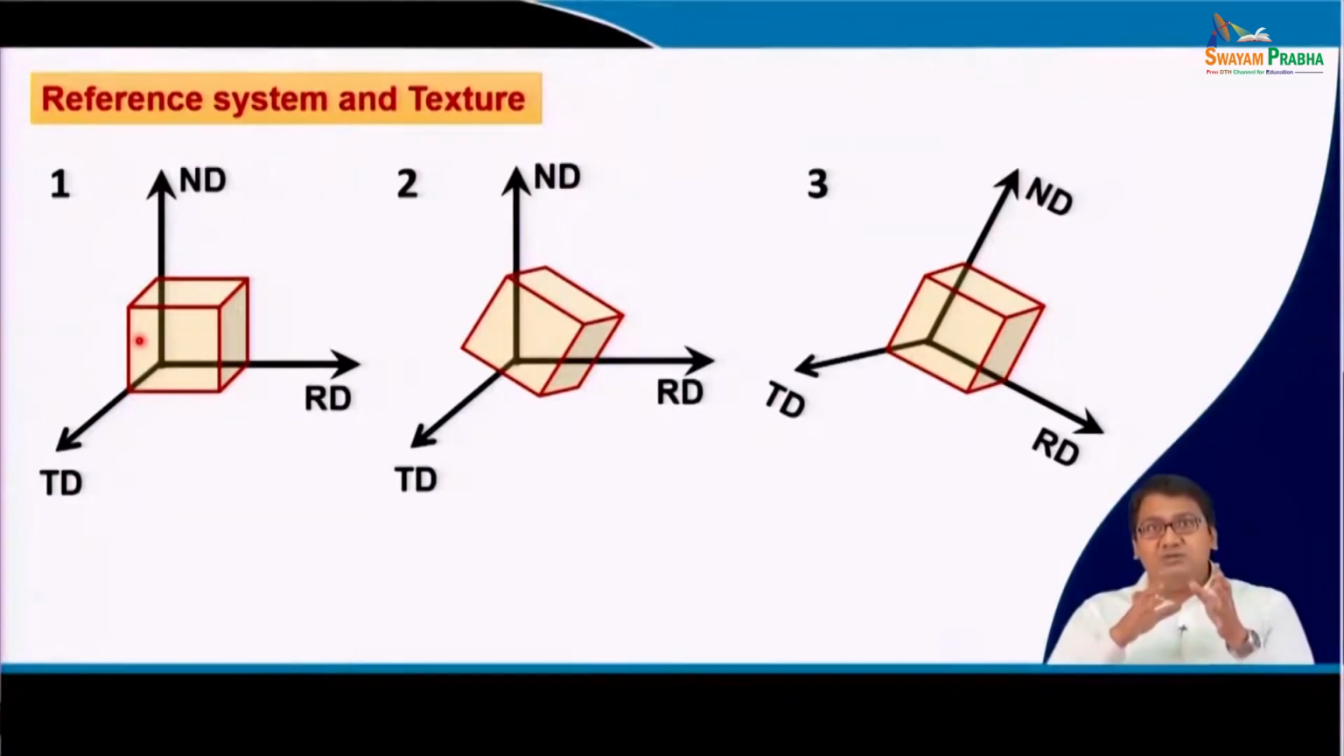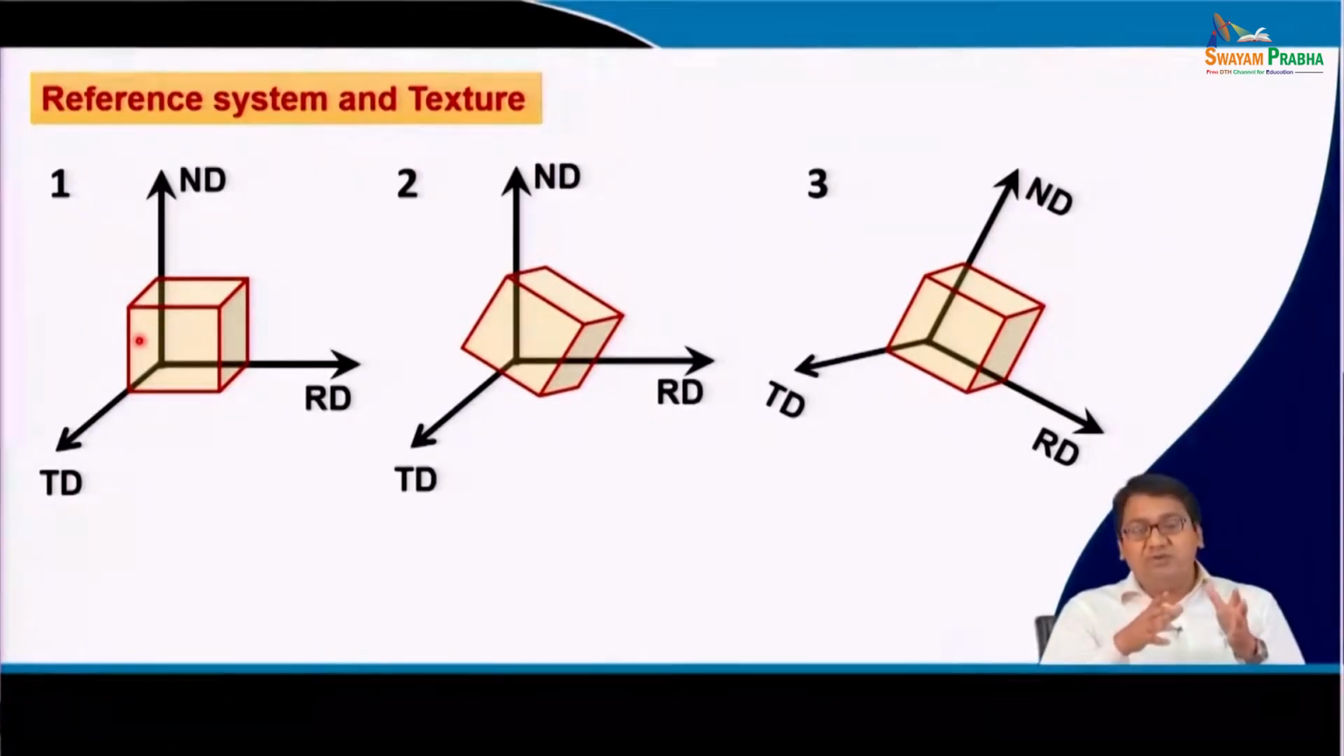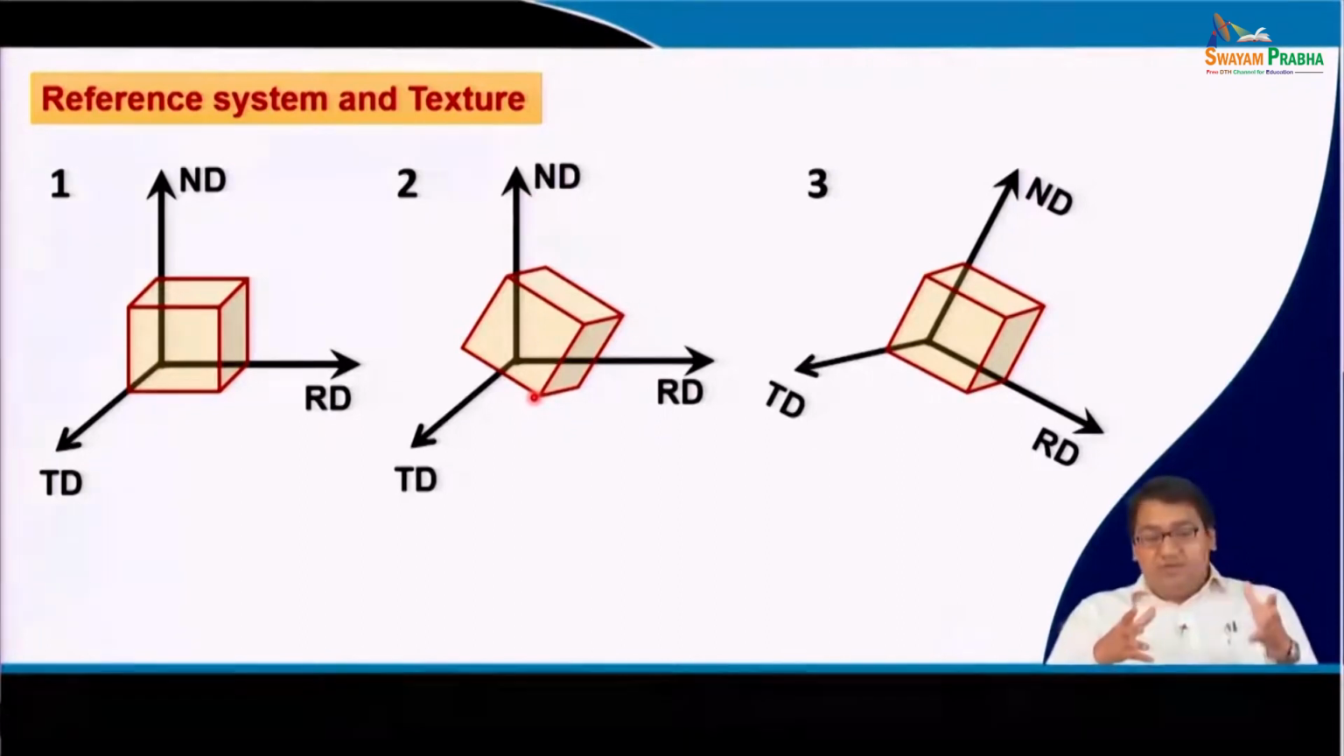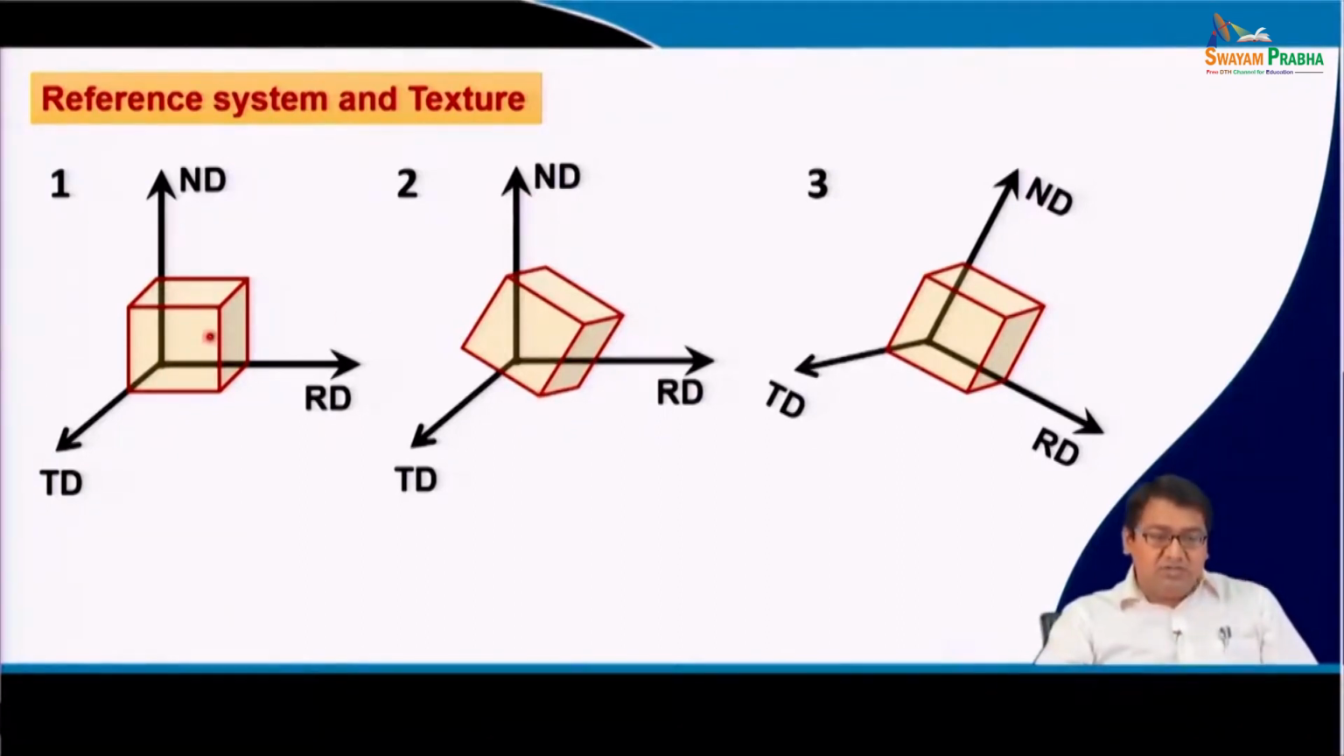A texture is basically a relationship between the crystal frame of reference and the sample frame of reference. So, if the orientation of a few grains is like this, that means the texture is different from the first one. So, the first one has a different texture and the second one has a different texture.